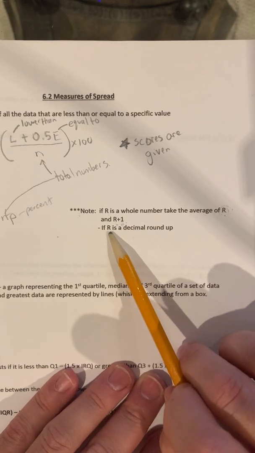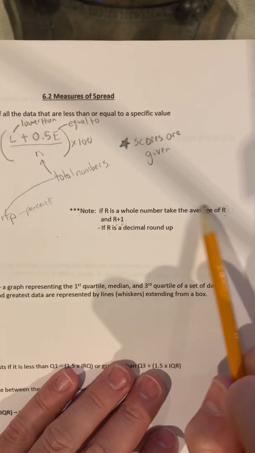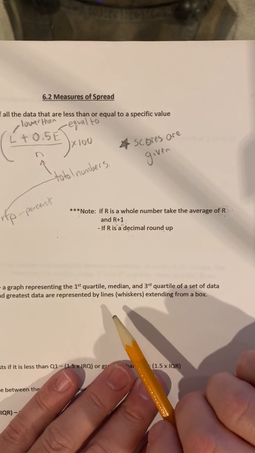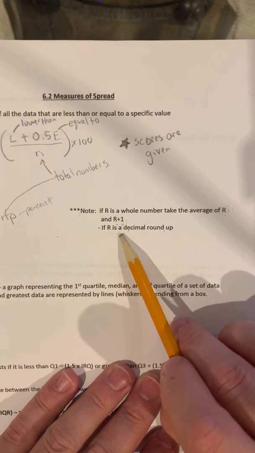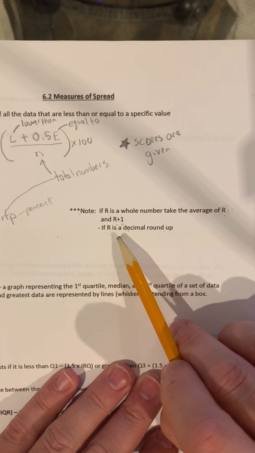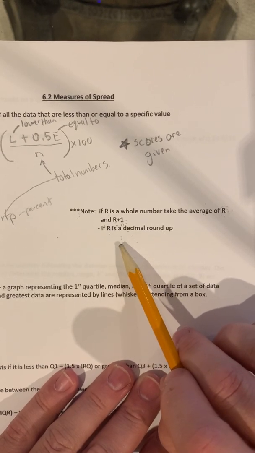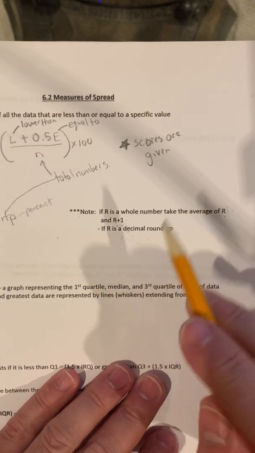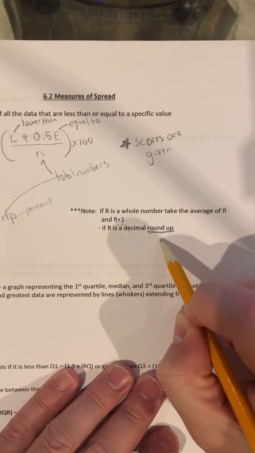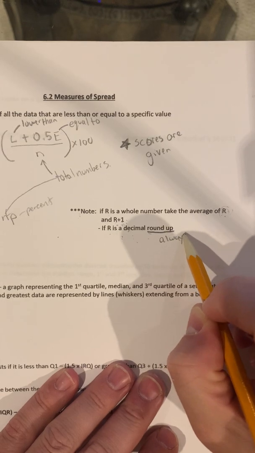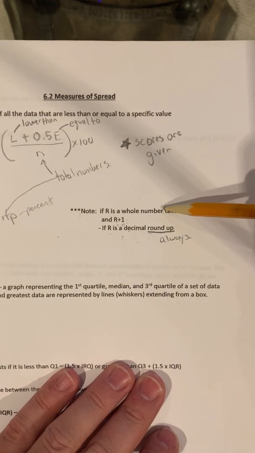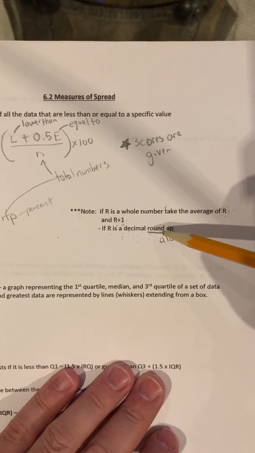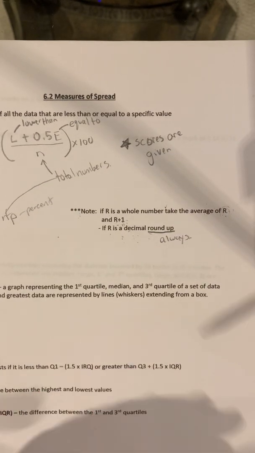If R is a decimal, we don't have to do this average. All we do is round up. So say our answer is 11.7, we round up to 12. If our answer was 11.1, we still round up. We always round up. Whole number, we average two values together. Decimal, just round up.